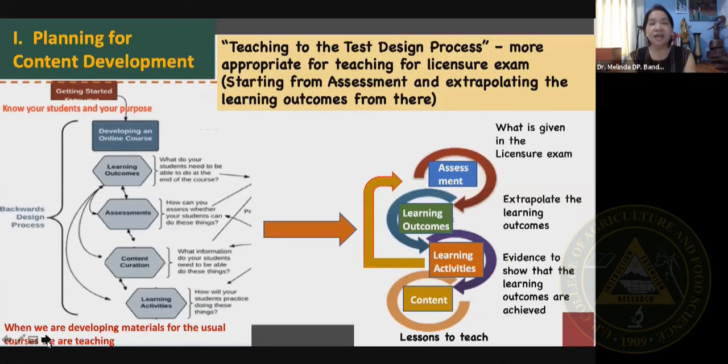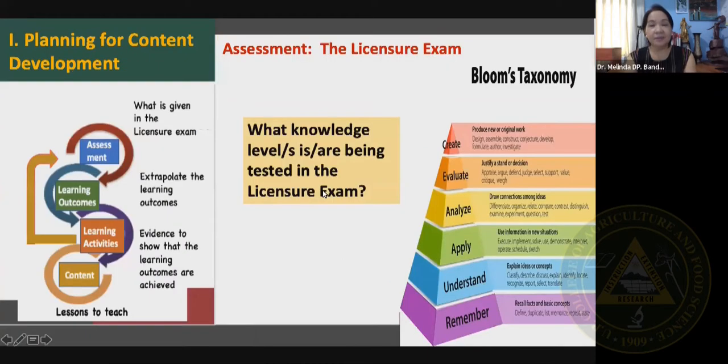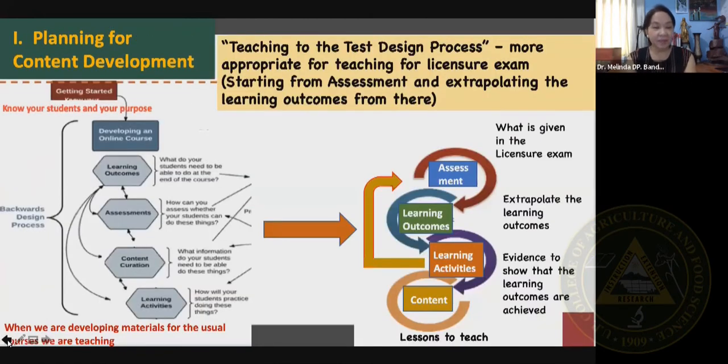As I mentioned, our focus is on content development. And this is that portion in our course map. So getting started, we have to know our students, the learners who will be participating in the classes. And very importantly, we should know our purpose. What exactly is it, and for what reason are we doing these online classes?